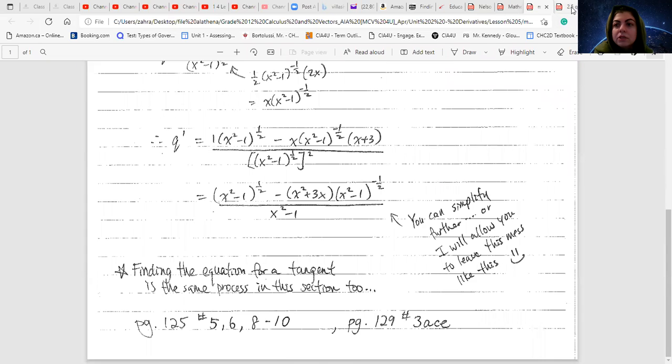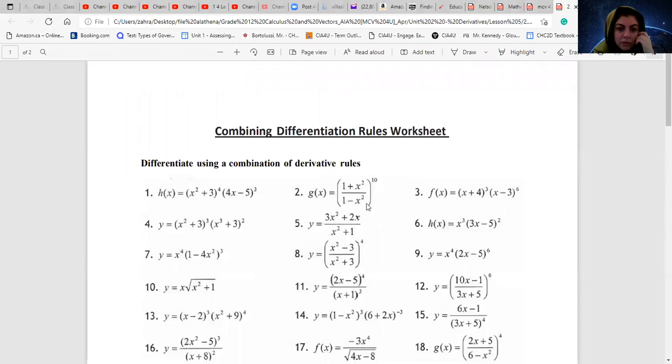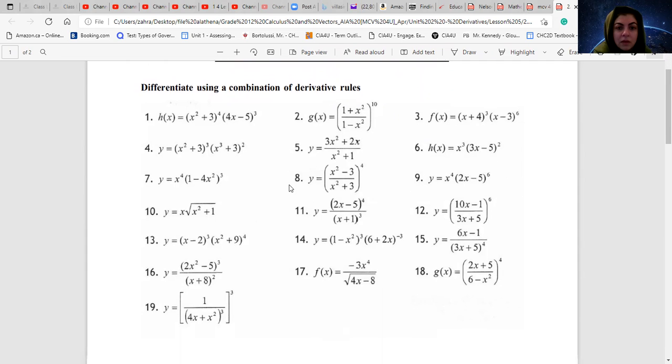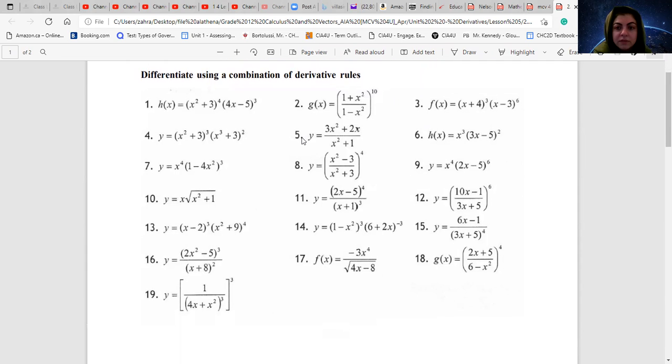Okay, so the worksheet that you do is this worksheet, the questions: question number 1, question number 2, question number 5, question number 10, 12, 14, and 19.